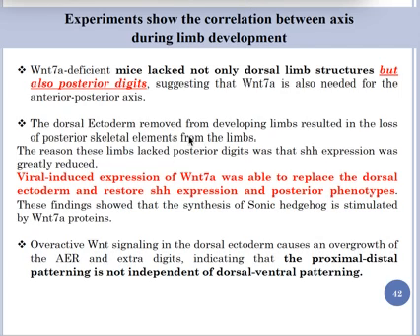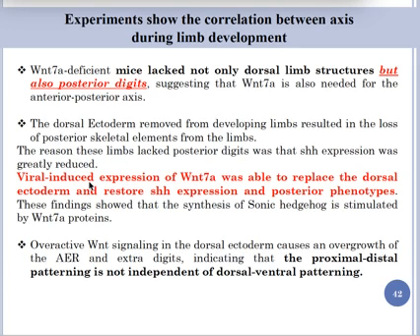In other experiments done, they have seen that when the dorsal ectoderm is removed from the limbs under development, this will result in the loss of the posterior skeletal elements, the posterior bones. The reason these limbs lack the posterior digits when the dorsal ectoderm is removed is due to the fact that Sonic hedgehog expression, the main active agent of the ZPA, was greatly reduced in this case.